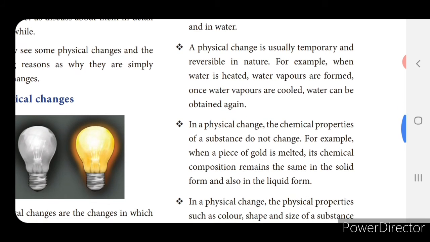Third point: in a physical change, the chemical properties of a substance do not change. For example, when a piece of gold is melted, its chemical composition remains the same in the solid form and also in the liquid form. When you want to get gold ornaments, they take a gold biscuit and melt it, and it is converted into liquid state. Again, after getting the liquid, it can be made into particular designs like bangle, chain, stud, etc. So when gold is melted, its properties do not change.